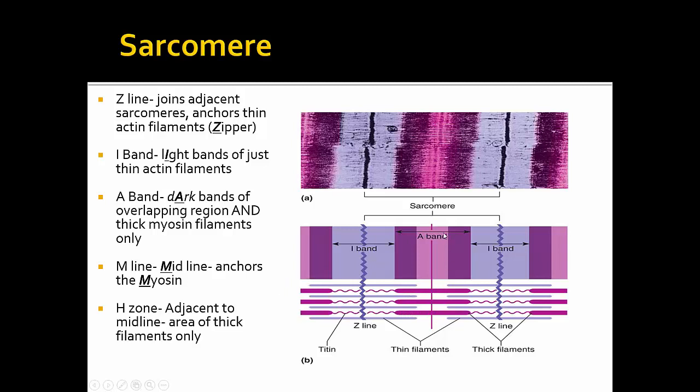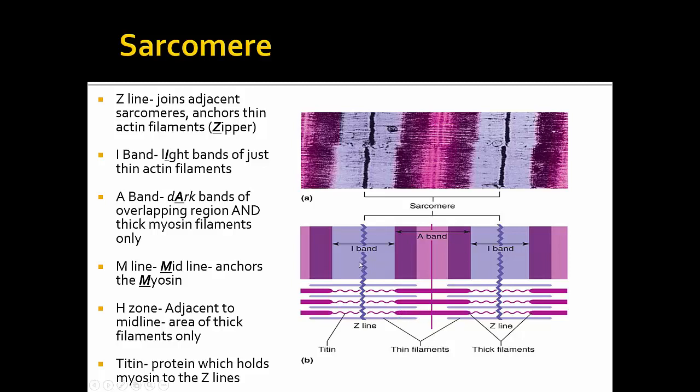And then there's the H zone. The H zone is the area where there's only thick filaments. So it is within the A band immediately surrounding the midline. Finally, there's a protein called titin, which holds the myosin to the Z lines, just a thin little protein, just so they don't flop around, I guess.